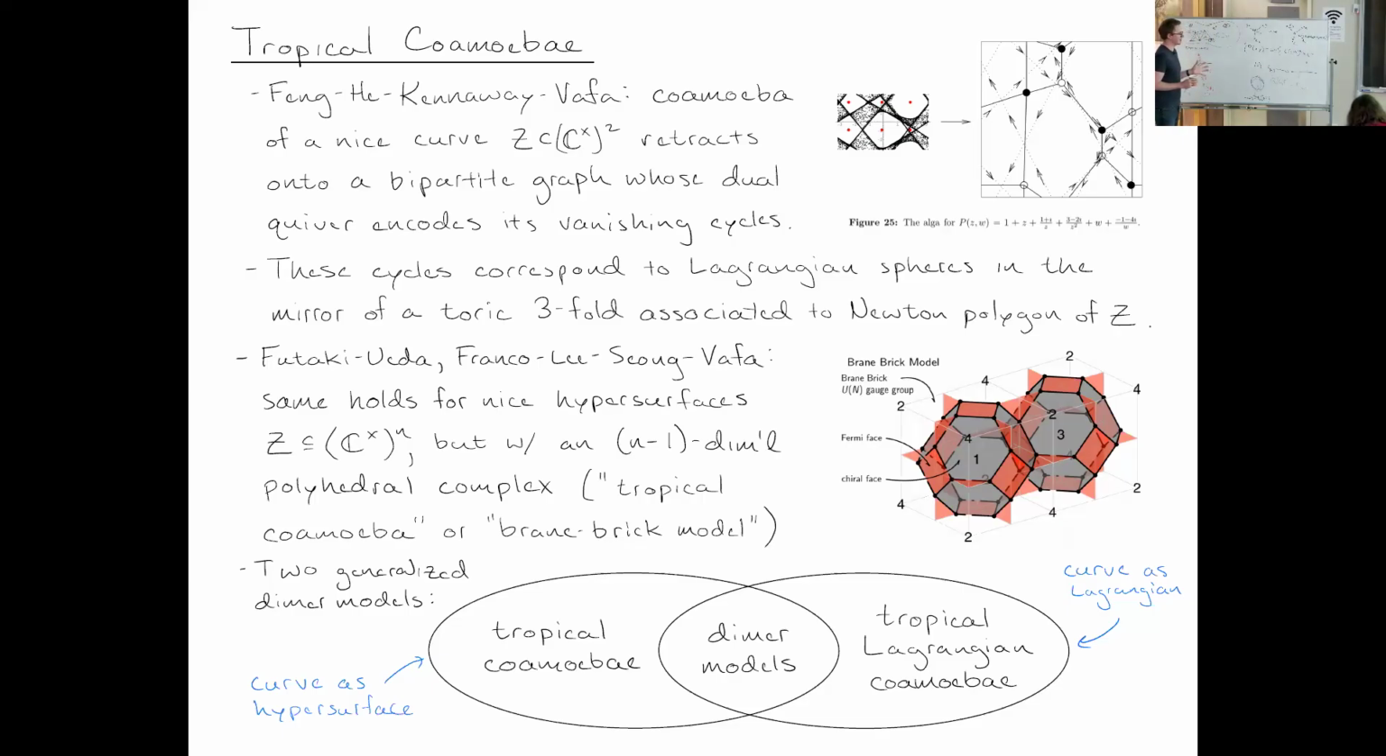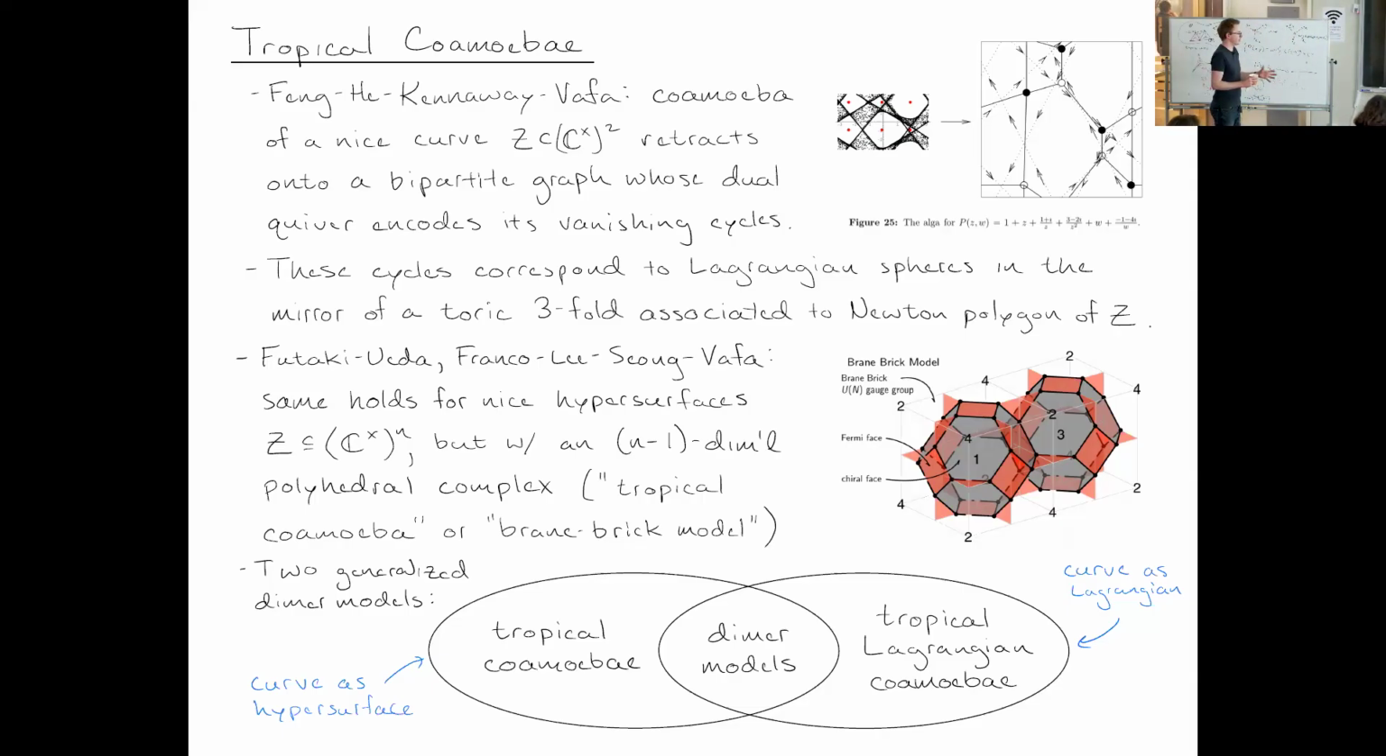But as I said, the starting point was that there's something missing here, because the big picture is that different parts of the dimer model in dimension 2, some parts are about the spectral curve as a hypersurface. So the stuff about vanishing cycles fits in that bucket. But some things are about the curve as a Lagrangian.